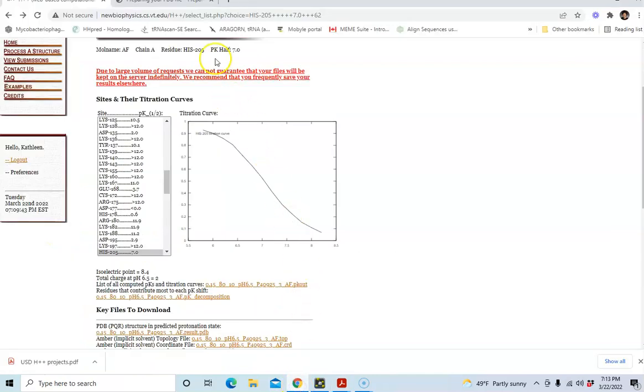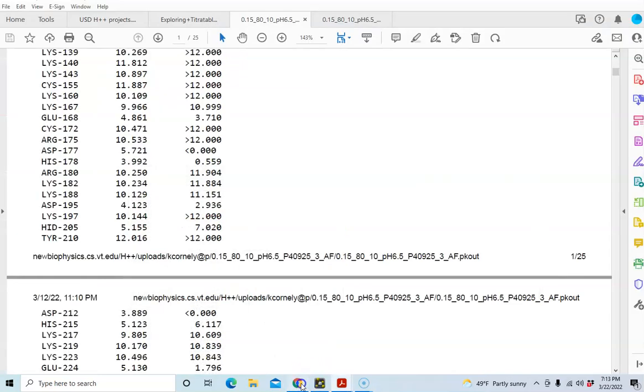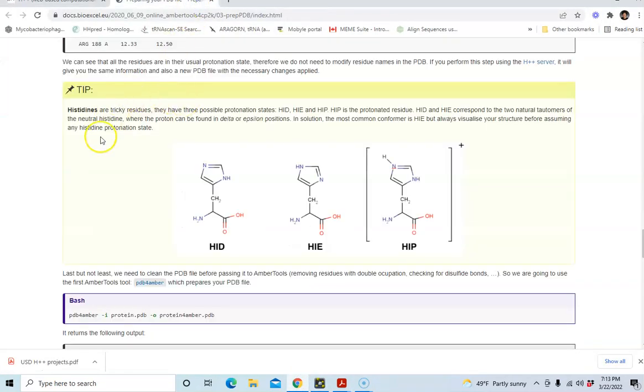So I went back to the Protein Data Bank. Okay, this is from the Protein Data Bank. Histidines can be represented in different ways. Our friends at the Protein Data Bank say that histidines are tricky. They have 3 possible protonation states. HID is the delta tautomer. Histidine exists in 2 different tautomers, delta and epsilon. In the delta configuration, the proton is found on the delta nitrogen, and in the epsilon tautomer, the hydrogen is found on the epsilon nitrogen. HIP means protonated, so HIP is the protonated residue. Here it says HID, so that's the delta tautomer.